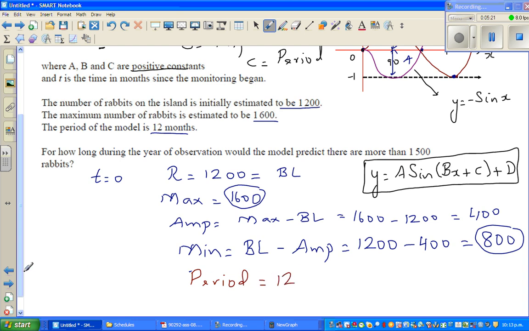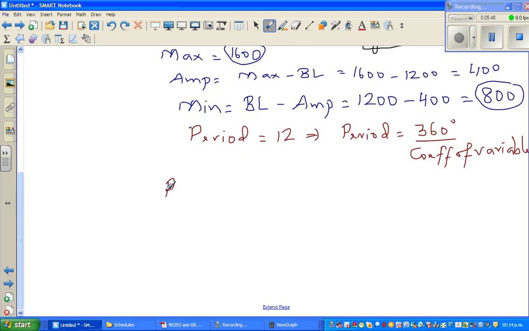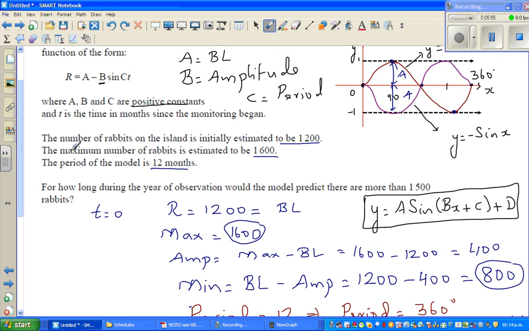Now this is a formula that is very helpful. The period is 360, since I'm working in degrees, divided by the coefficient of the unknown variable. Here it is the coefficient of t. So the period in our case is equal to 360 divided by the coefficient of the variable. The variable is t here.